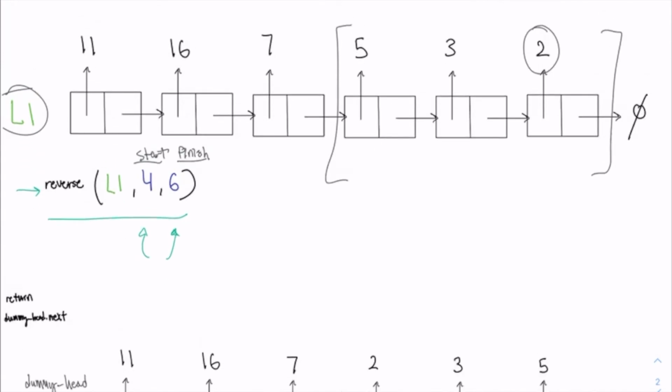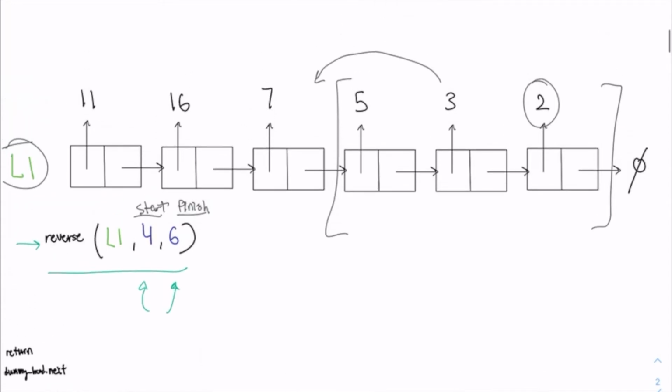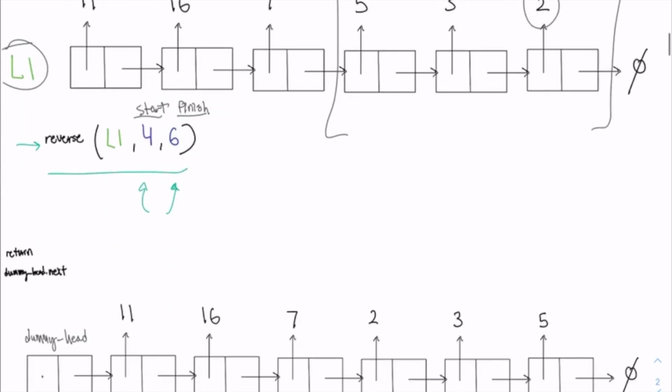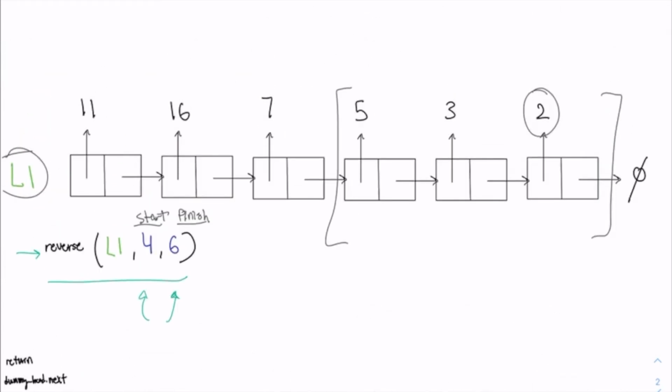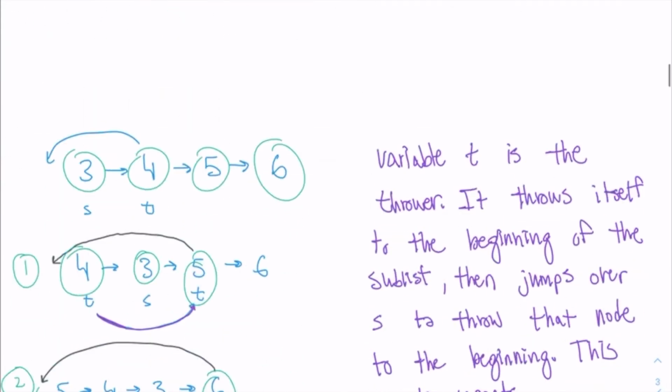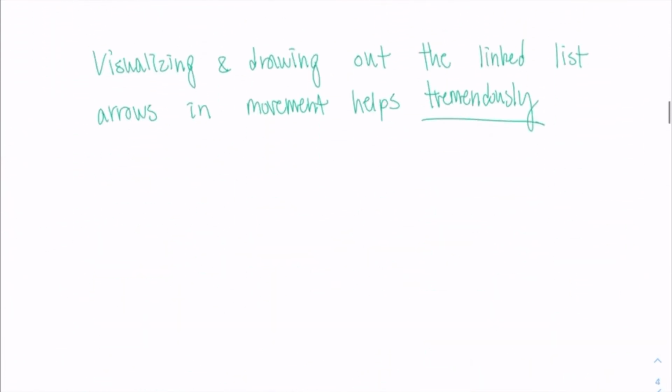So when we're throwing it, we'll be first throwing 3 to the beginning of 5, and then throwing 2 to the beginning right before 3, which will cause us to have nodes like that. And this will make a lot more sense when we actually get into the nitty-gritty of the code that we'll be implementing.